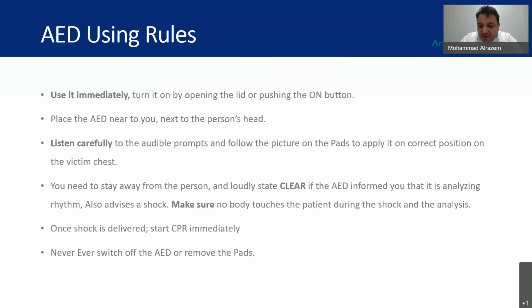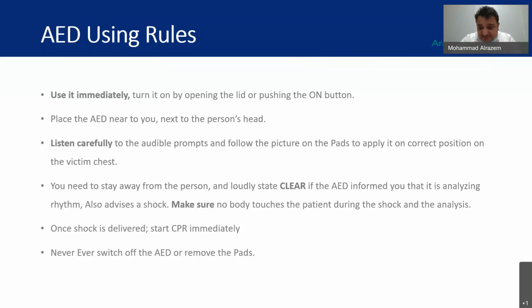There are audible prompts, sometimes visual prompts, that tell you exactly what to do. It will tell you to remove the pads and put the pads as it shows. The pads themselves, if there is a picture on them, tell you exactly where to put them. Try not to miss. Try to put them in the correct place. Once you put the pads on in a proper way, the machine will tell you it is analyzing the rhythm.